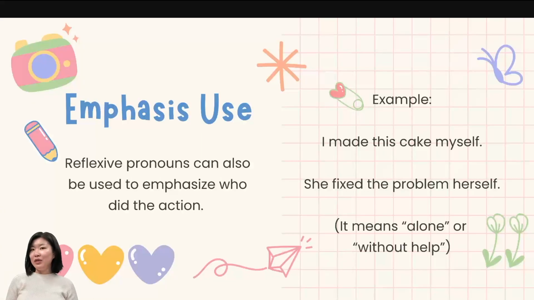There's another way of using a reflexive pronoun, when you want to emphasize who did the action. For example, I made this cake myself. You could simply say I made this cake. But if you really want to emphasize I, who made the cake, then it is a good idea to put a reflexive pronoun at the end of the sentence. She fixed the problem herself. You could say she fixed the problem, but if you put herself, it emphasizes who fixed the problem. So it means alone or without help when you use reflexive pronouns to emphasize something.